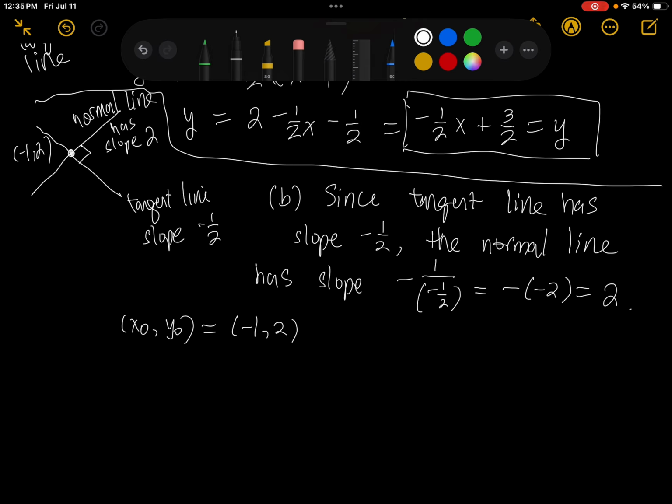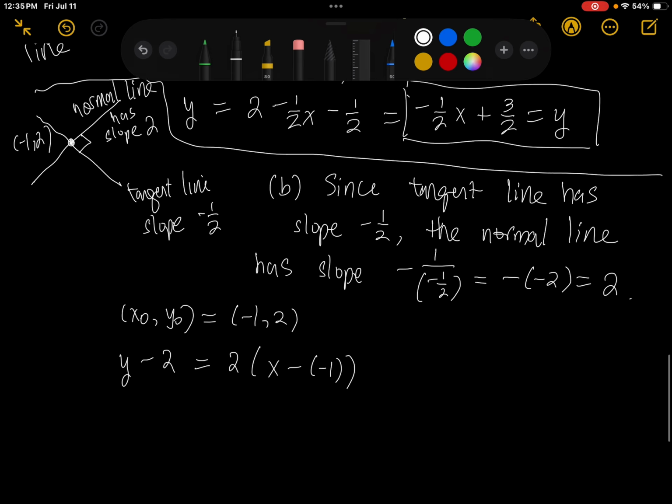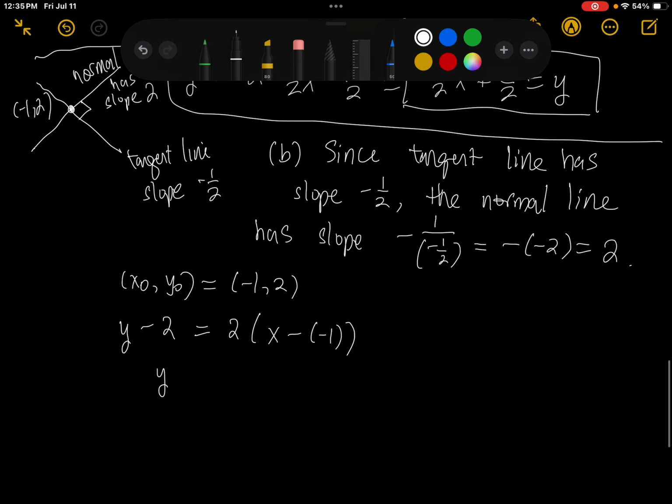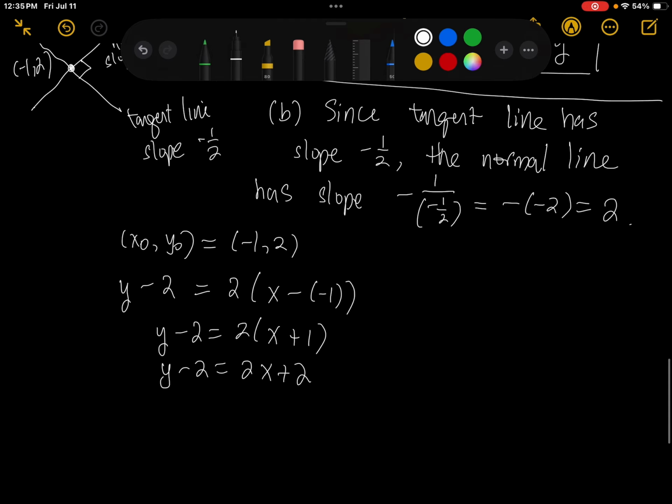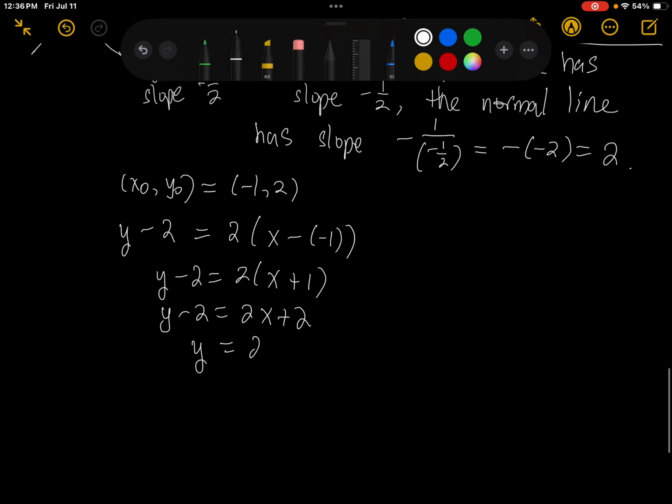The equation of the line is y minus 2 equals m, but this is the slope of the normal line. That's 2 times x minus x1, which is negative 1. And again, I'm going to solve for y, so I'm going to get y minus 2 equals 2 times x plus 1. Then y minus 2 equals 2x plus 2. Add 2 to both sides, y equals 2x plus 4. And that's the answer. That's the equation of the normal line.